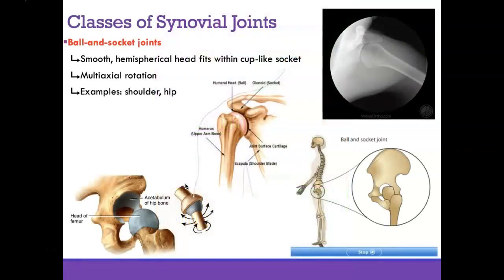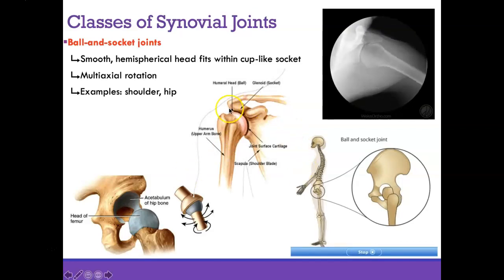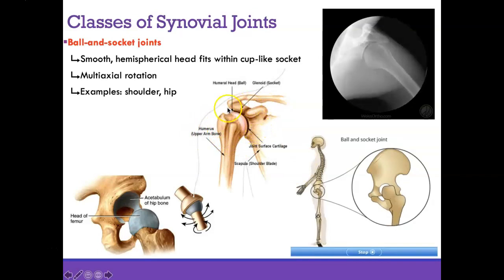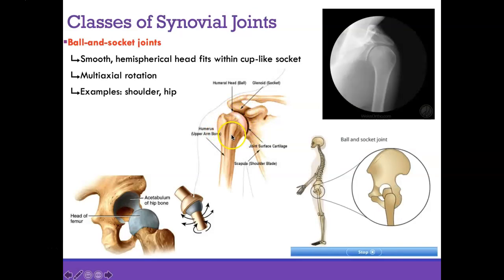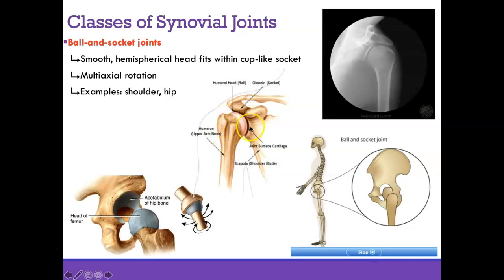So let's talk about the first type of synovial joint, the first type of diarthrosis, a ball and socket joint. And it's called a ball and socket because the smooth head of the bone fits within a cup-like socket. So in the example of a shoulder, we have the humerus, the head of the humerus fits very well into the glenoid cavity, right? It fits perfectly into the cavity that's made up by the scapula.